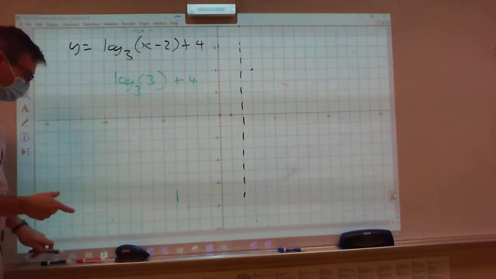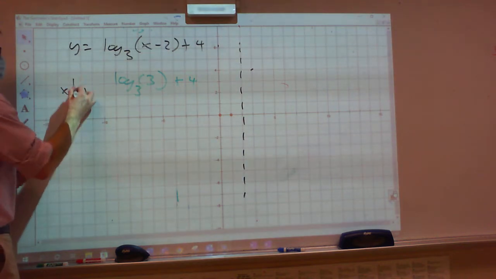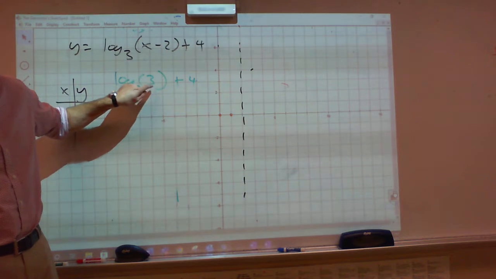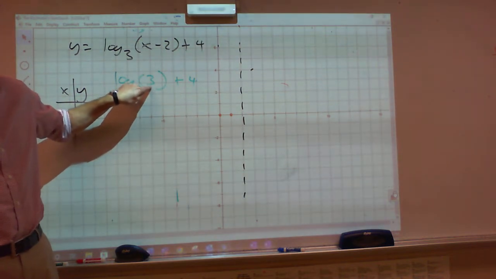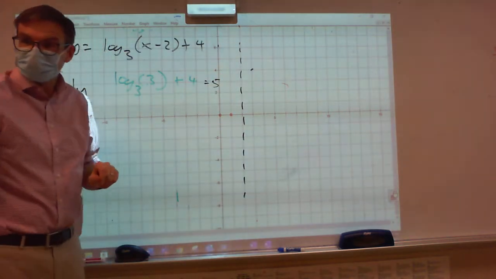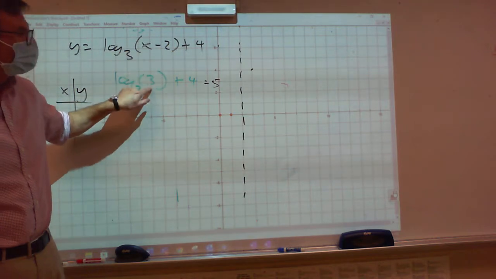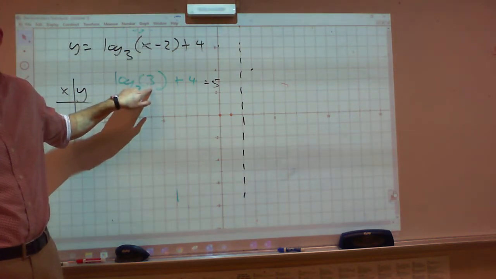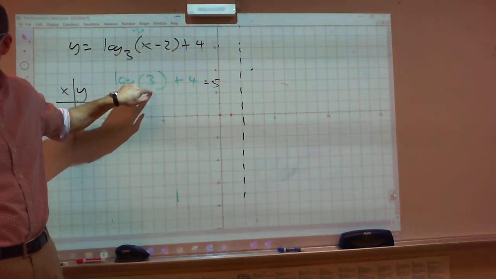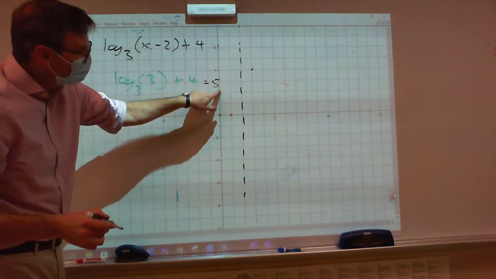And we have to plot another point. Here's how we plot that other point. I'm going to make an XY chart, right? And can we agree that if what's inside the parentheses is a 3, then this whole thing's going to equal 5? What value of x needs to go here so that this is a 3? Can everybody see if x is a 5, that gives me the 3 I want? So if x is a 5, I get my y value of 5.